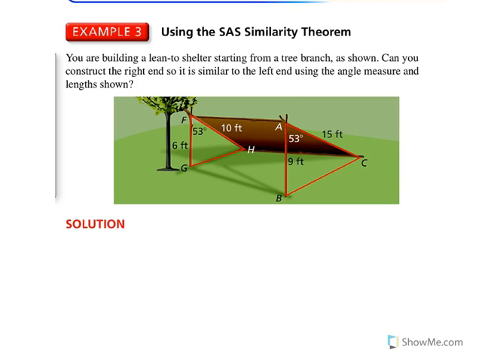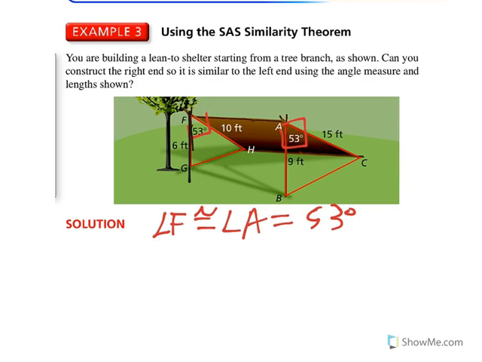What we have to do is first check and see if we have our included angle the same measure. In this case we have angle F is congruent to angle A, and they're both 53 degrees. So we do have our first angle, and then we also need to see if our sides are proportional.